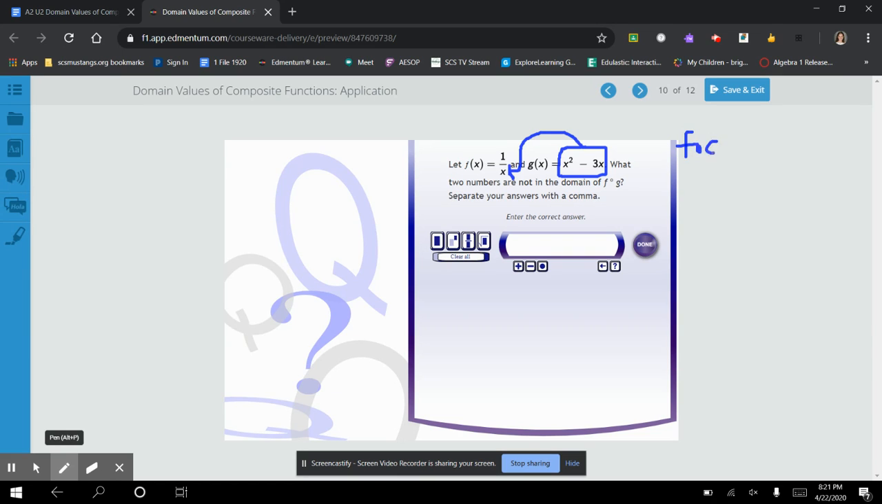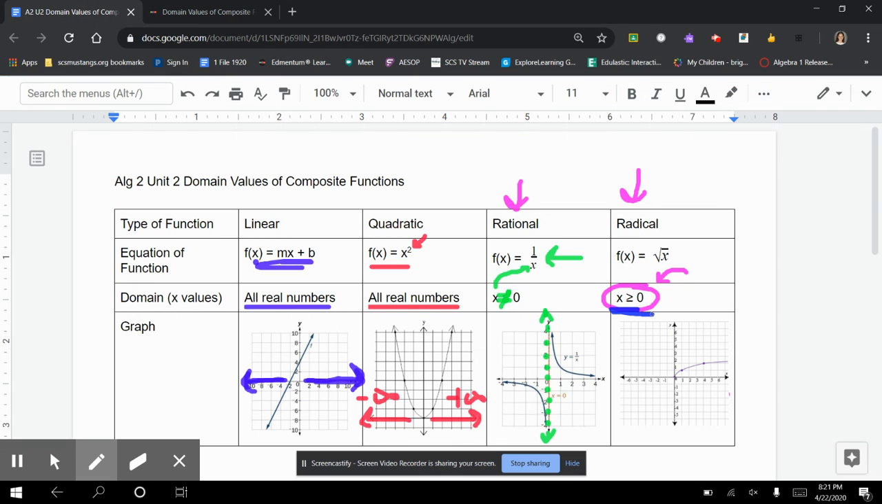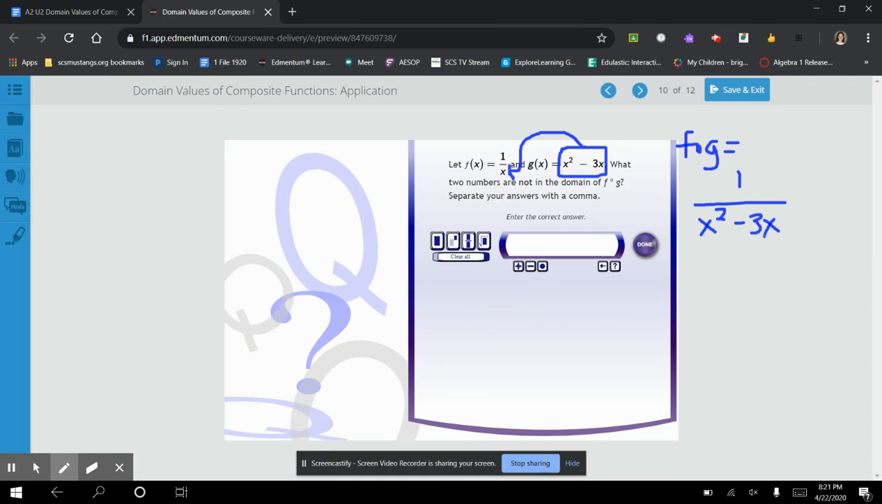So if I do that, f of g is going to be equal to 1 over x squared minus 3x. So this type of function is a rational function. Going back and checking our chart, for rational functions, our denominator cannot be equal to 0. So I've got to take whatever I've got for the denominator, set it equal to 0, and see what I end up with. So I've got x squared minus 3x. I'm going to set it equal to 0. With this one, it's a quadratic, so I've got to factor one way or another.